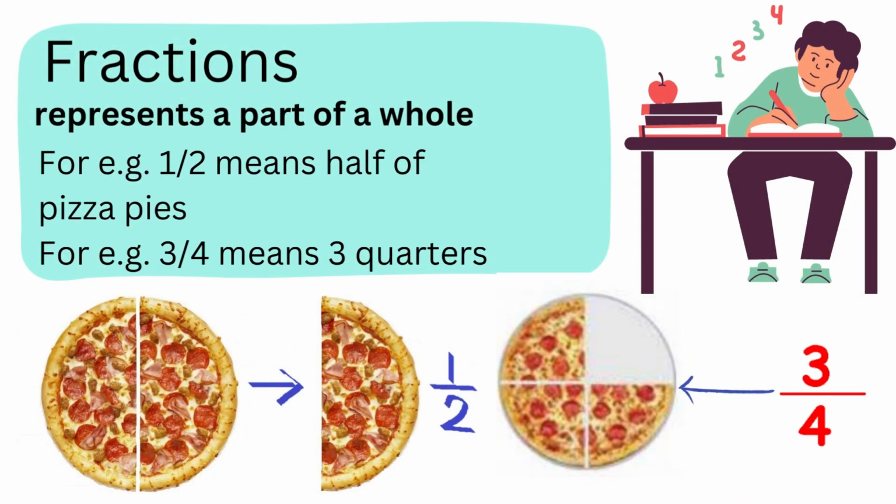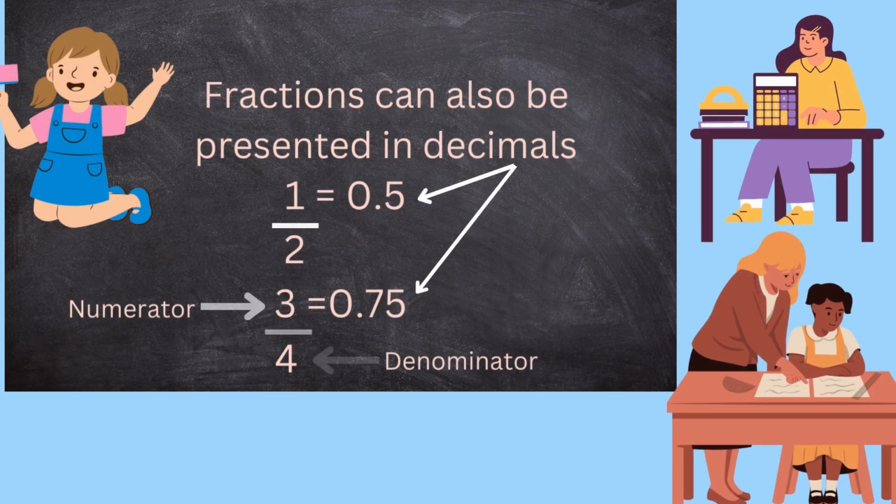A fraction represents a part of a whole. For example, 1/2 means 1 part of 2 equal parts, and 3/4 shows that there are 3 parts of 4 equal parts. Fractions can also be represented as decimals, where the numerator, top number, is divided by the denominator, bottom number. For instance, 1/2 is equal to 0.5, and 3/4 is equal to 0.75.